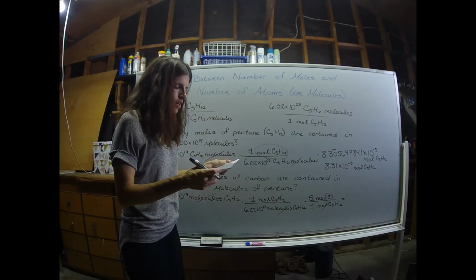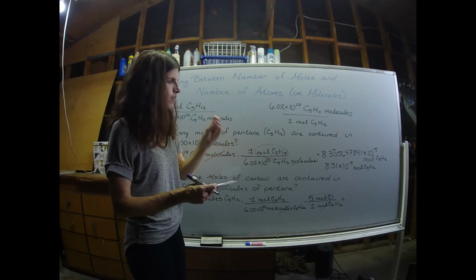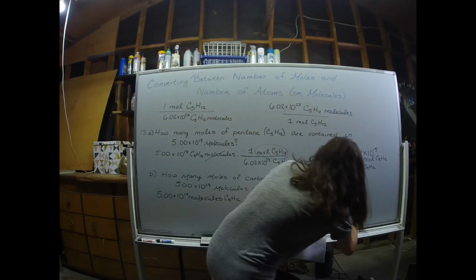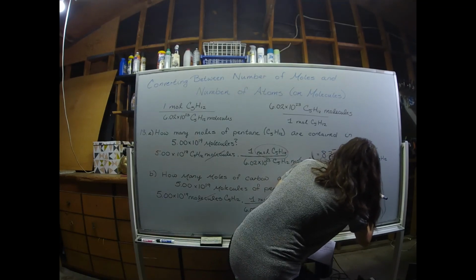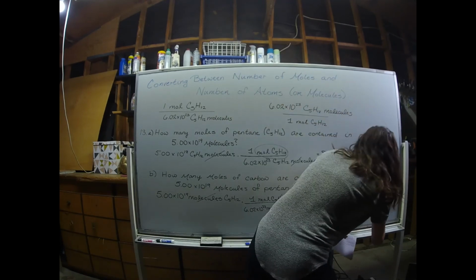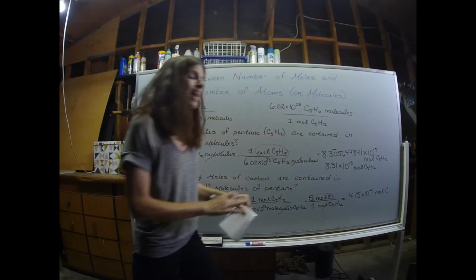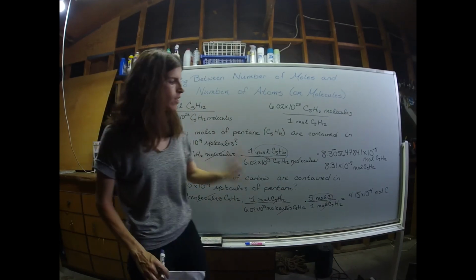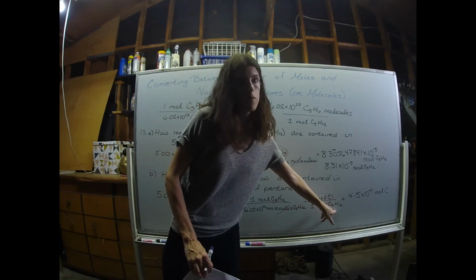My answer here had a bunch of digits: 4.15 times 10 to the negative 4. Once I round to 3 sig figs, I'm going to say that this is moles of carbon. Take-home message here: you can create mole-to-mole conversion factors using the formula for your molecule.